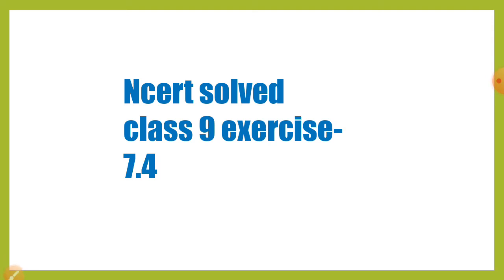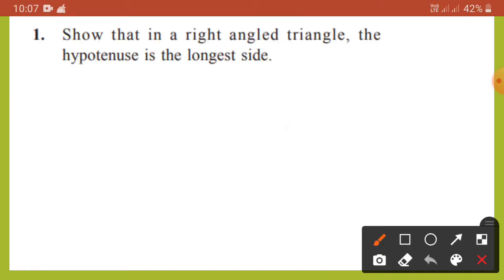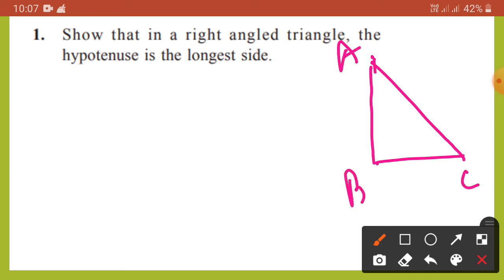Now we are trying to solve exercise 7.4 from the NCERT book. Okay, now we'll try to solve question number 1 from exercise 7.4, Triangles, from the NCERT book. The question is to show that in a right angle triangle the hypotenuse is the longest side.